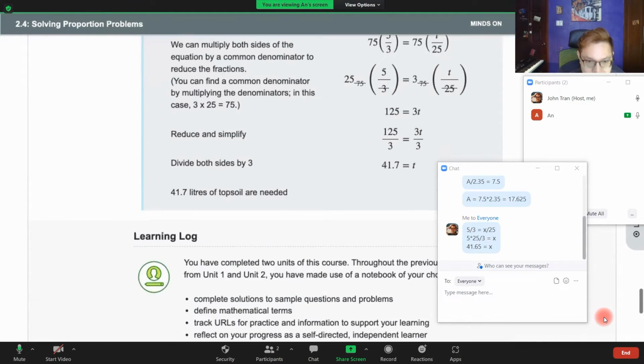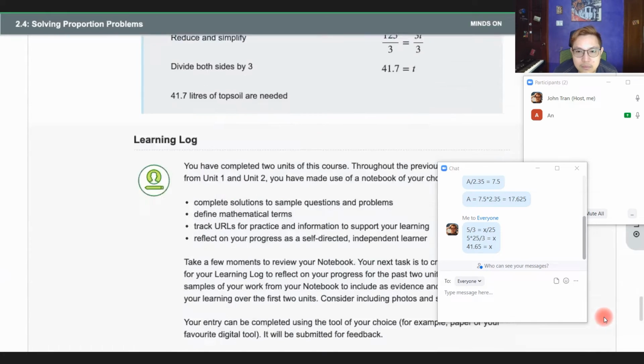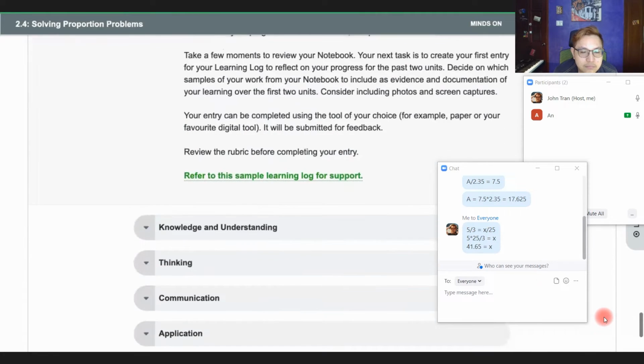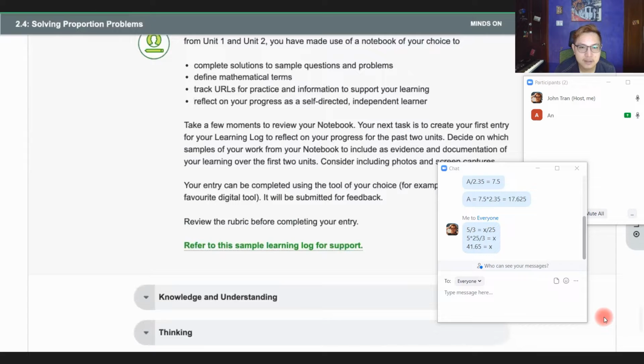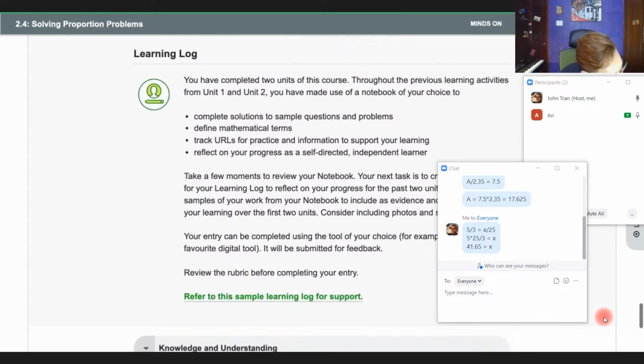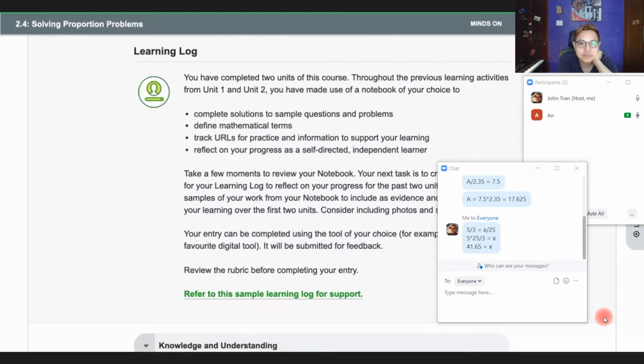Now, so 41.7. Okay. So I think this is it. Knowledge, understanding, thinking, communication, application. I think you need to read it first, right? Yeah, so this is like a learning log for me to define mathematical terms, track user-related links or practice information to support learning, or something. Okay, let's see if we have anything else. Otherwise, we can go to lesson 3 point something. Topic number 3.